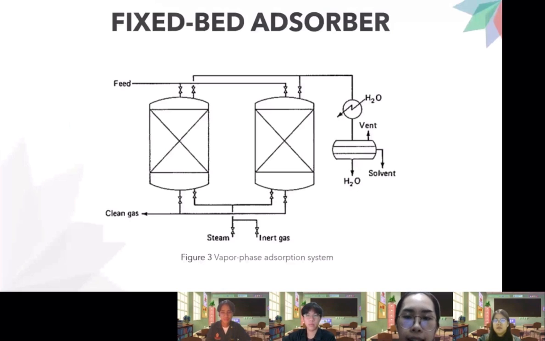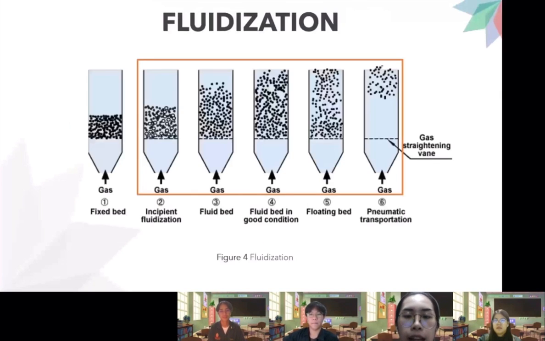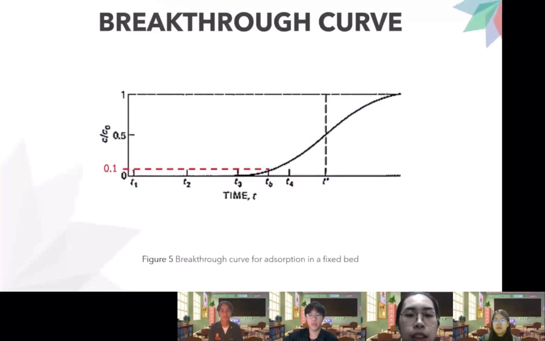The feed gas passes down through the bed. This is preferred because a flow at high rates might fluidize the particles. The relationship between the proportion of the adsorbed concentration of the system and the concentration of the initial adsorption, with the volume of the fluid or the operating time, is known as the breakthrough curve.